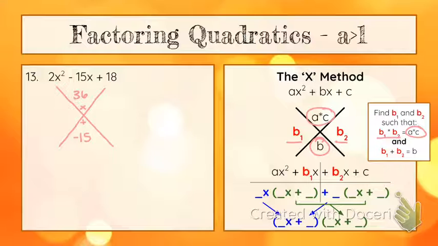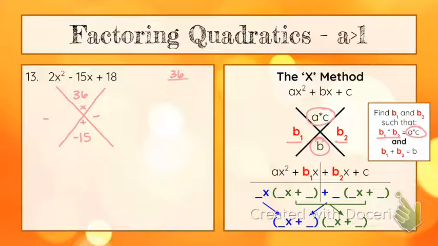So this is where we need to choose our signs first. So we need to multiply to get a positive number. That means they either have to both be positive or both be negative. And if they have to add to be negative, that means they have to both be negative. So we know we're going to have two negative numbers.